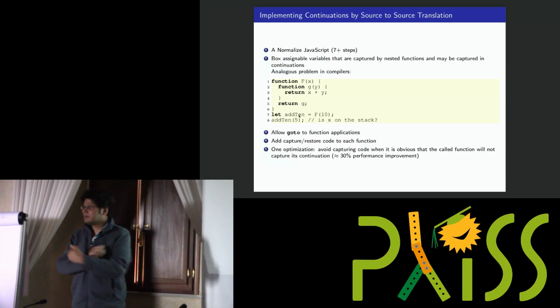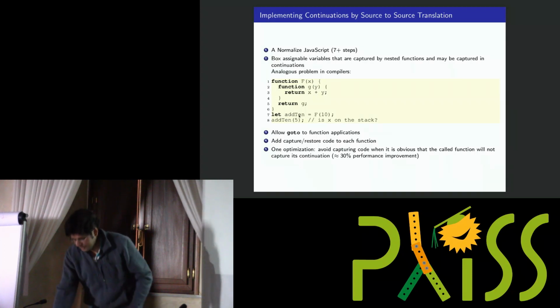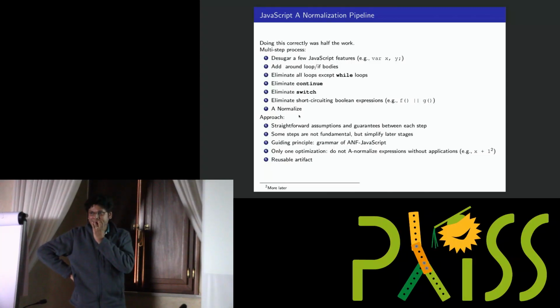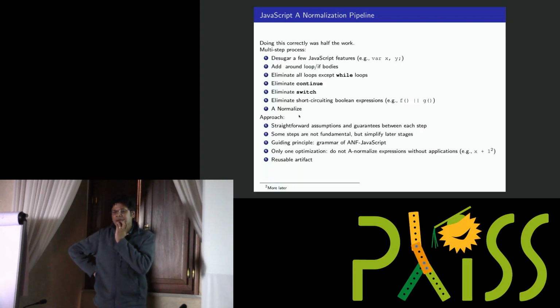Yeah, go ahead. So you started out with JavaScript, but after all of this translation, what's left is you strip out any JavaScript-specific stuff, and what you're left with is a normal form. It's sort of an idealized A-normal language, yeah. To a large extent.